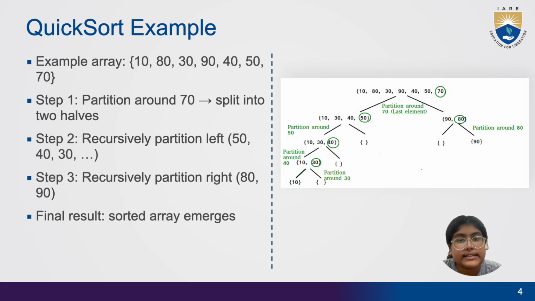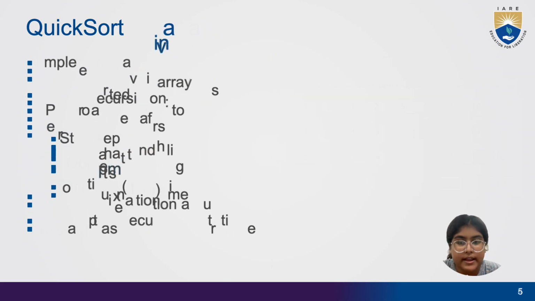Here is a concrete example to make quicksort's behavior clearer. If you look above, we start with an array which includes the elements 10, 80, 30, 90, 40, 50, and 70. Here, the pivot chosen is 70. That immediately splits the array into two halves, as you can see on the right. Numbers smaller than 70 on the left, which include the elements 10, 30, 40, and 50, and numbers larger on the right, which include 80 and 90.